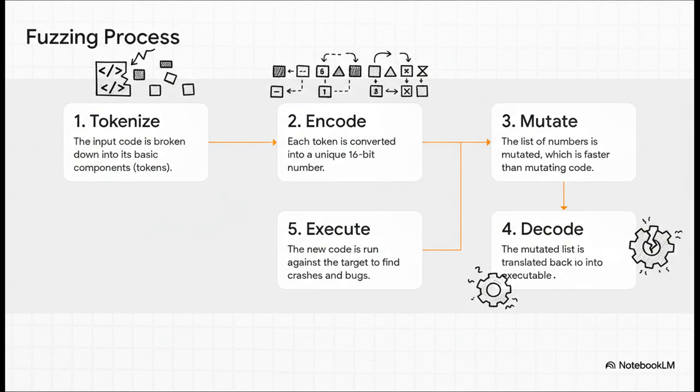It encodes each unique token into a number. So suddenly, this complex piece of code is just a simple list of numbers. And that makes the fuzzer's job incredibly fast and easy, because it's way simpler to mess with a list of numbers than to try and understand lines of code. After it shuffles the numbers around, it decodes that list back into a new weird piece of code and then just runs it, watching closely to see if anything crashes.